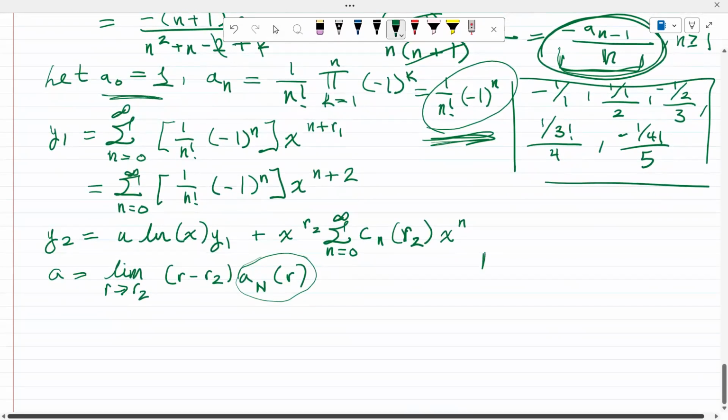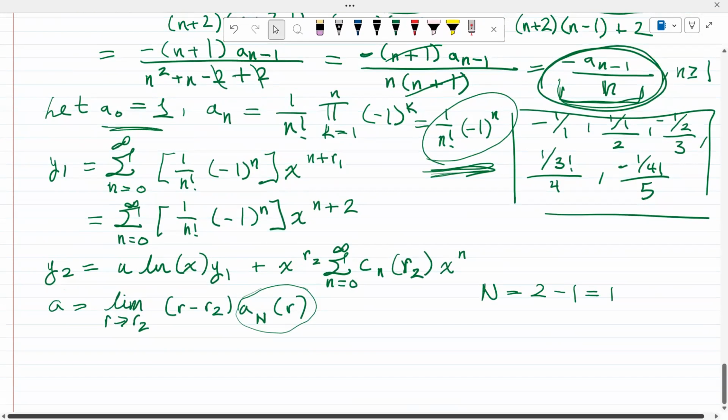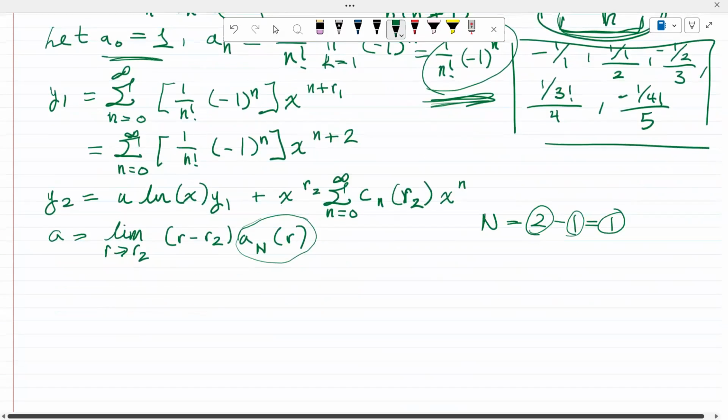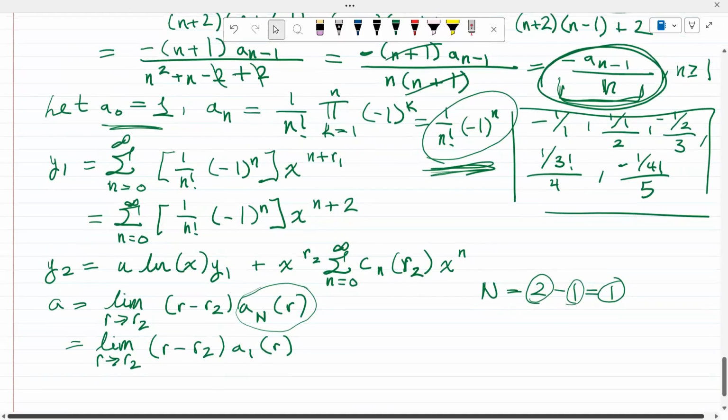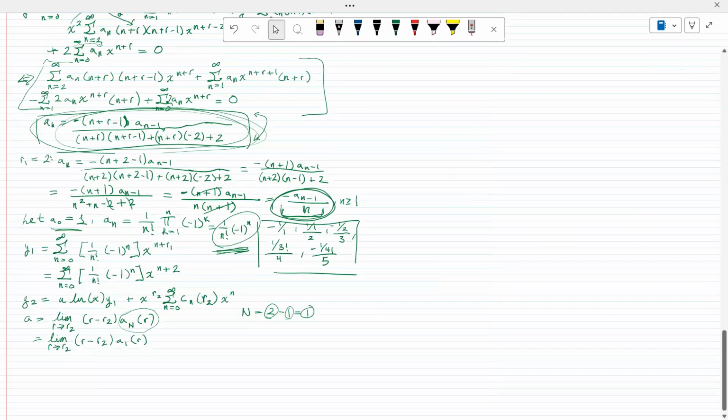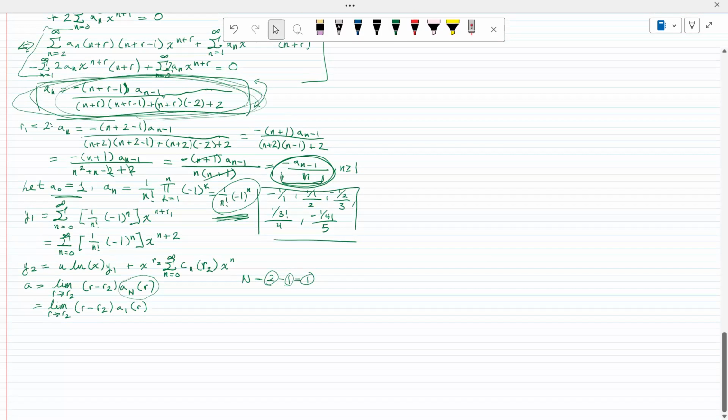So our capital N in this case is just 2 minus 1, which is equal to 1. It's 2 minus 1 because r1 is 2, r2 is 1. Their difference is just 1, right? So we evaluate the limit as r approaches r2 of r minus r2 times a1 of r. And then we can look back at this expression right over here and just plug in n equals 1.